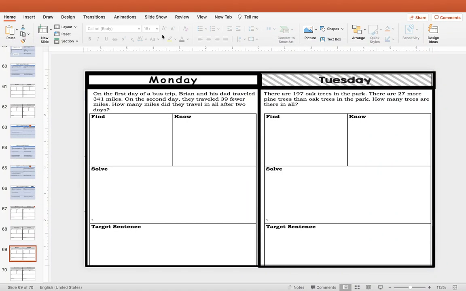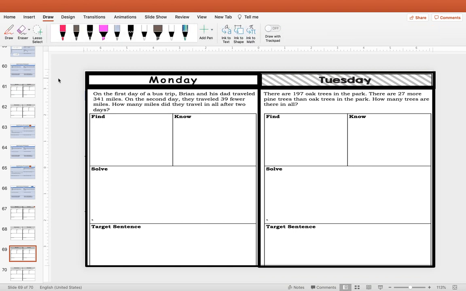So I'm going to show how we solve this in class. Basically, what goes here is always the question. So the question would be, how many miles did they travel in all after 2 days? So that will always go there.